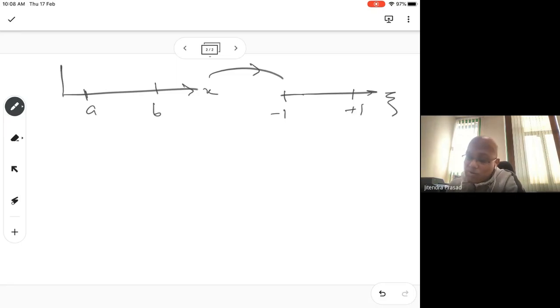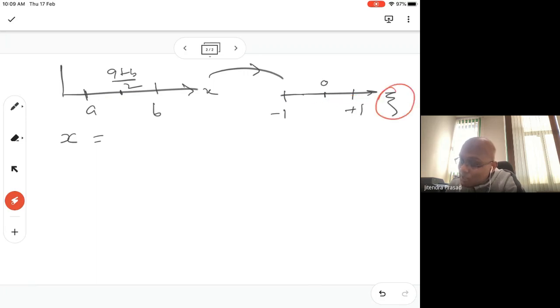So how can we do it? We can say x equal to, now when x equal to a, xi equal to -1, and when x equal to b, xi equal to 1, right? So we can map with respect to the middle point. That will be easier. So this is a plus b over 2, and here it is 0. That way it will be easy, because we can scale it nicely, because xi goes from here to here. So accordingly, proportional to xi.